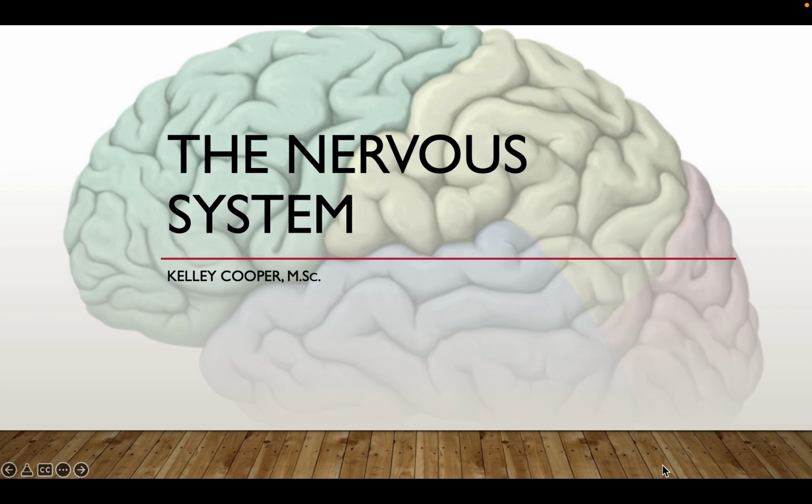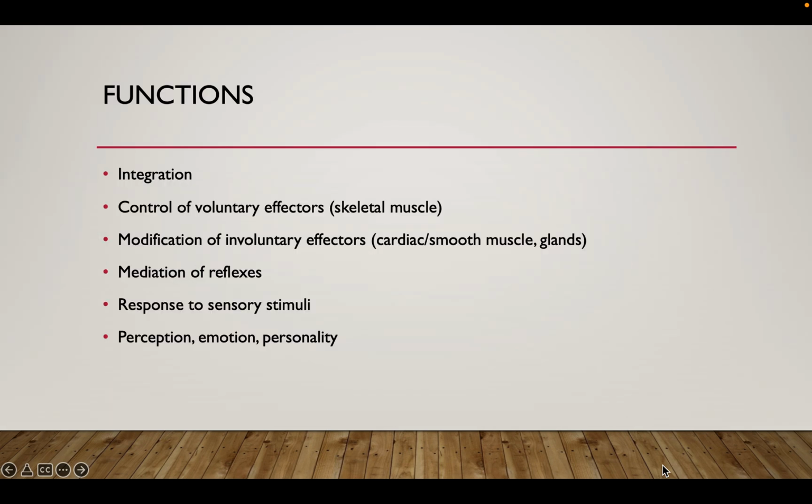And then we have different divisions of the nervous system. So we have this hierarchy and these categories that all fall within our nervous system. So we will get started here. We'll talk about some different functions of the nervous system. So we have things like integration, voluntary effects, modification of involuntary effects, reflexes, sensory information.